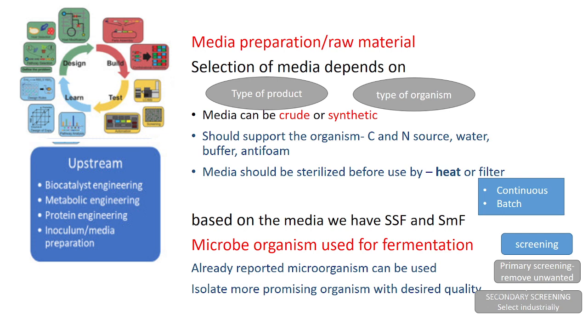And after primary and secondary screening, you can select the microorganism. Sometimes you can improve the strain also. After your screening, you're selecting a microorganism, you can introduce some sort of an improvement to this microorganism, or else the already reported microorganism.